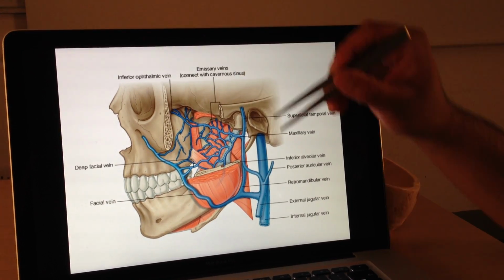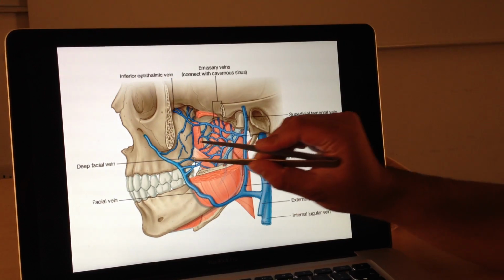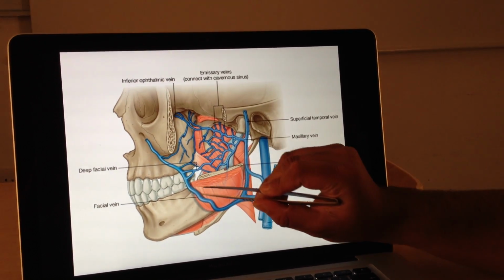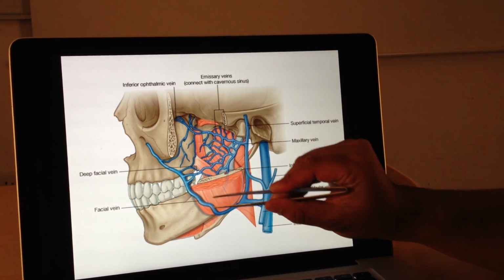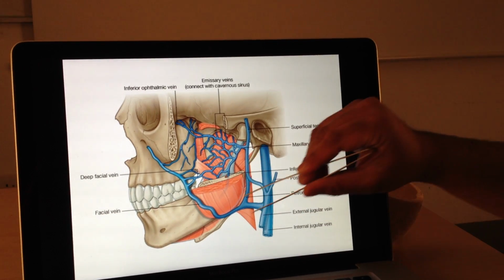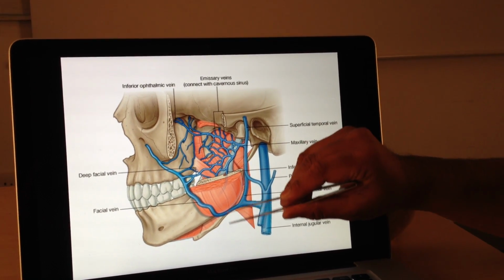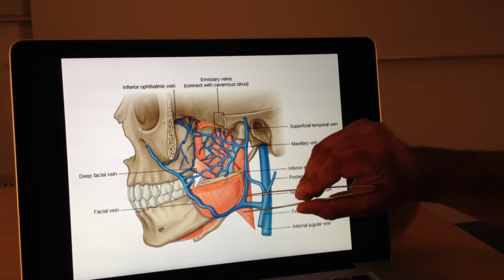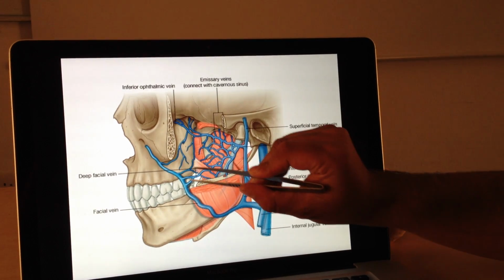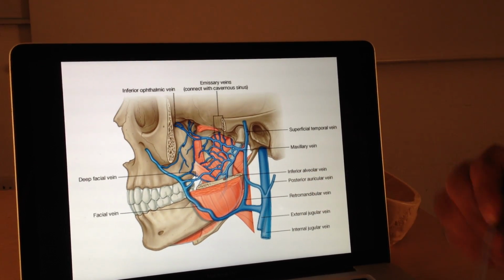Now in the meantime, the other place that I mentioned to you was the facial vein. So this is the facial vein, and it's coming in roughly the same distribution as where the facial artery was before. Remember, I said before that it had a tortuous trip across the inferior border of the mandible. Well, this is the facial vein going in the same kind of direction.